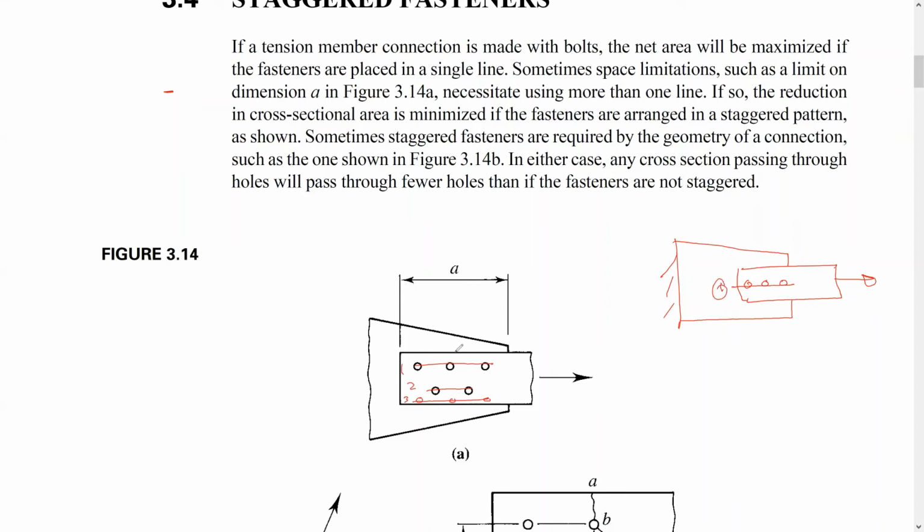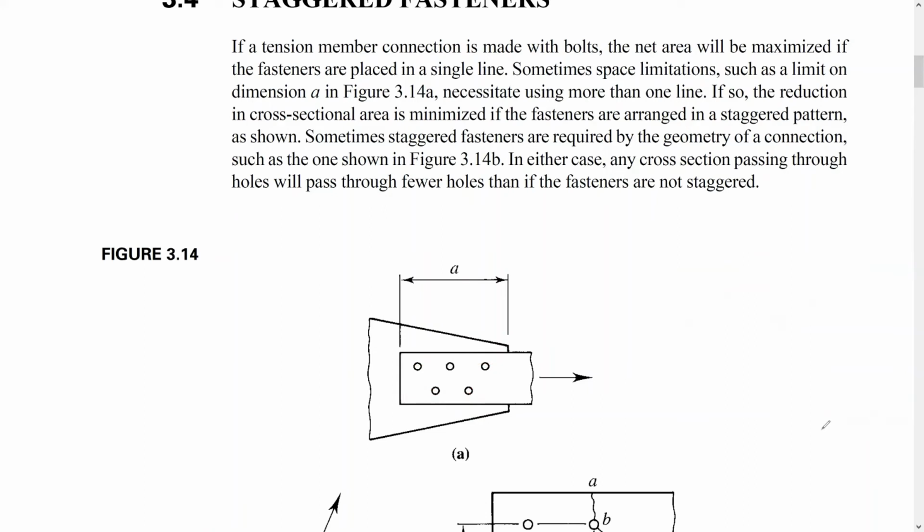So if we make a section here, guys, for sure we're going to have one bolt cut. That means the net area, which is the gross area minus the area of the holes. The area of the holes is very small, so the net area is going to be maximum. But if we have more than one line, that means the area of the holes will be more, and so the net area might be a little bit less. Let's see how we're going to do that.